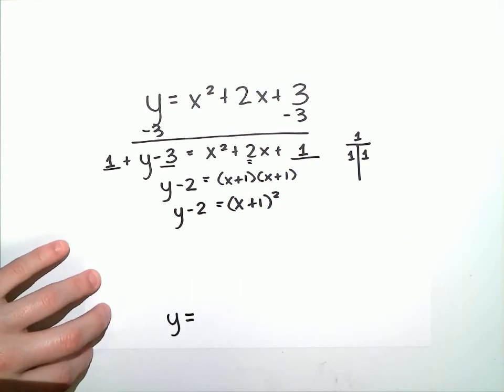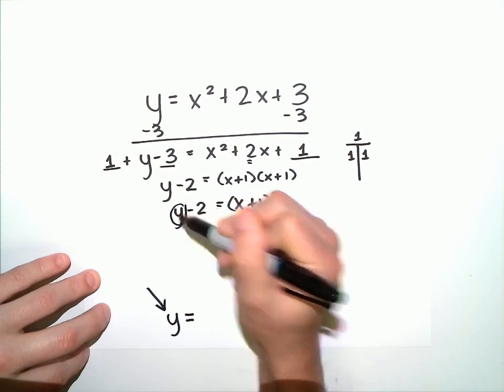And finally, again, this is somewhere where completing the square is a little different. Because our goal is to get something that says y equals, we're going to now isolate this y again.